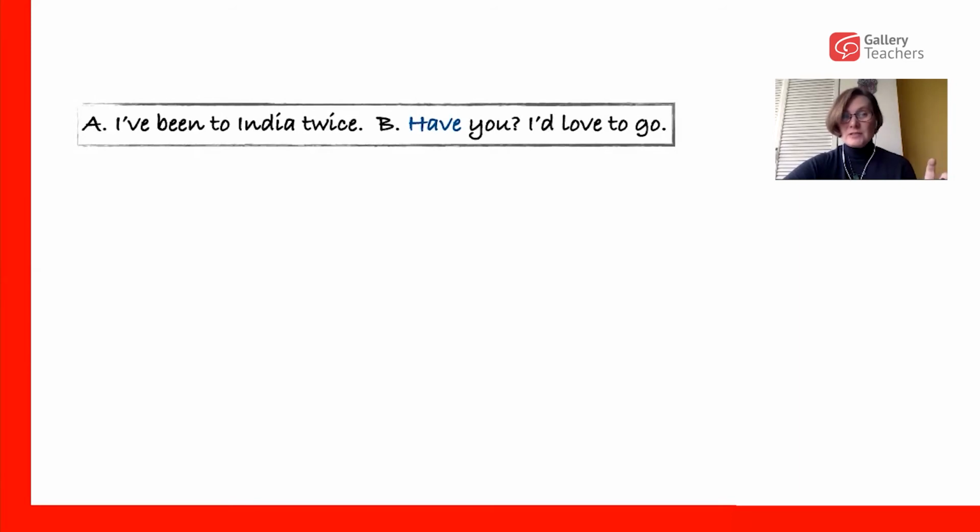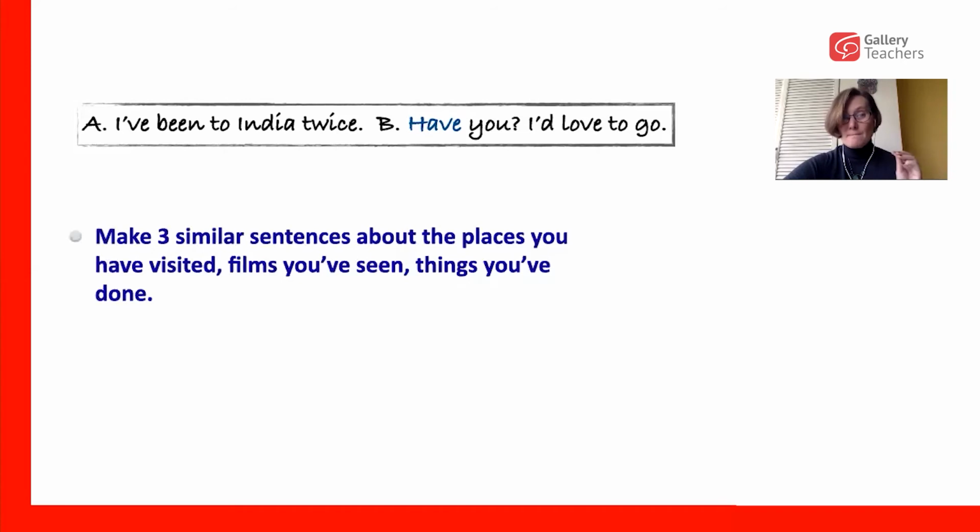So number 2, I've been to India twice. Have you? I'd love to go. Right. So the first task is make 3 similar sentences about the places you visited, films you've seen, things you've done. So the students work individually. They write 3 things, 1, 2, 3 on a piece of paper.